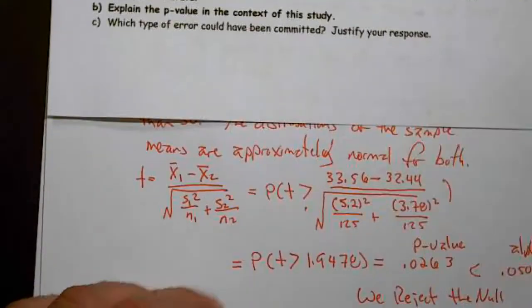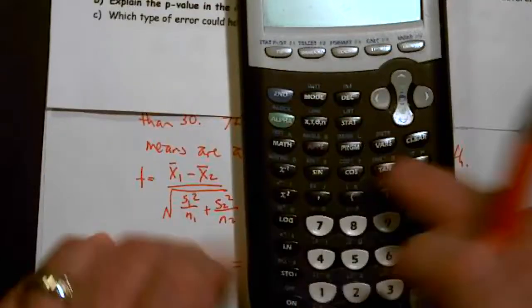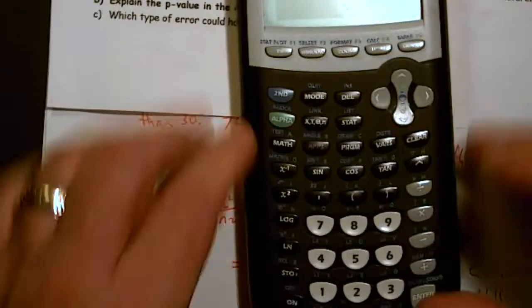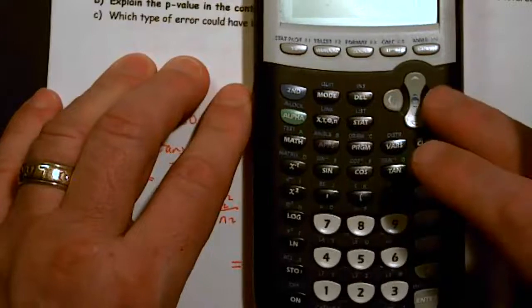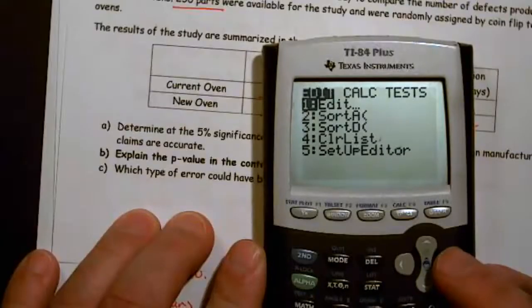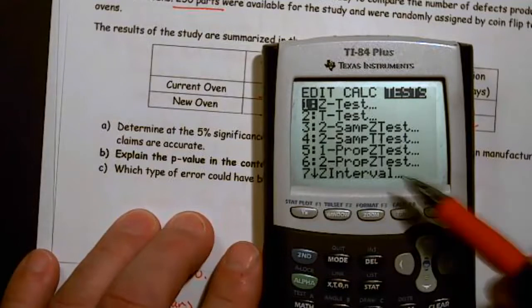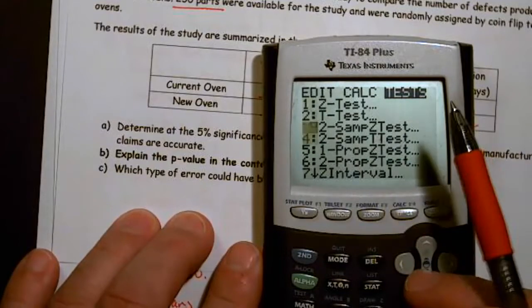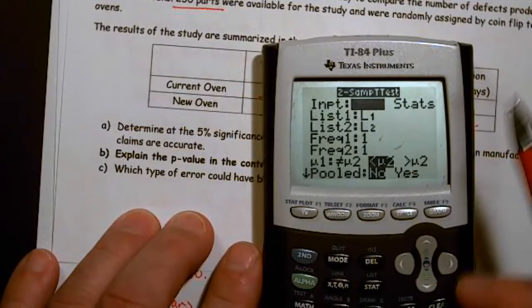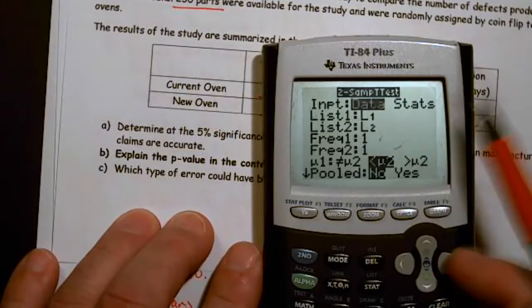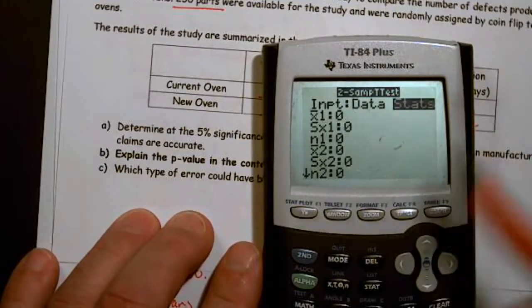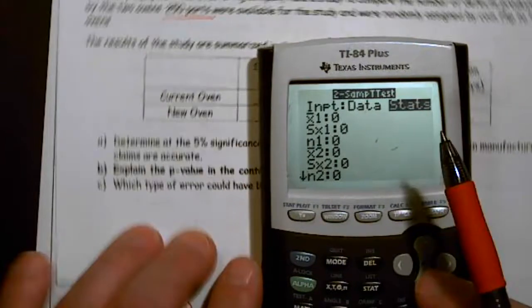So I'm going to go ahead and run that through my calculator, and I go stat, arrow over the word test, and I'm going to drop down to number 4, which is 2 sample t-test, and press enter. We're not using data, we're using statistics. So I need to input those statistics.